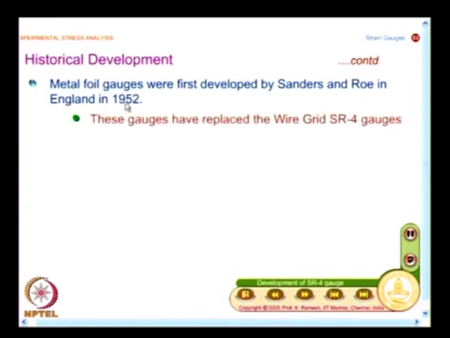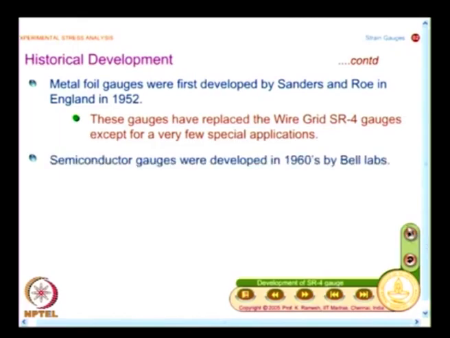That was in 1952, and this was developed by Sanders and Rowe, and we will also spend time in dealing with metal foil gauges in this course. And these gauges have replaced the wire grade SR4 gauge, except for a few special applications. The metal foil strain gauge has a lot of advantages.